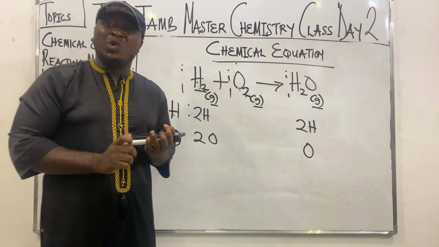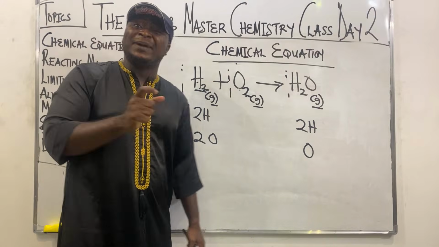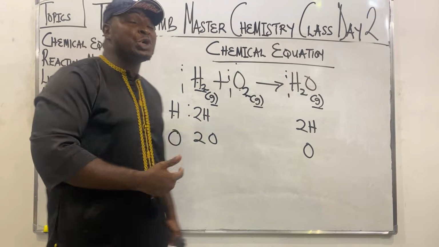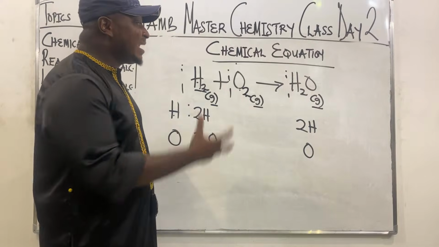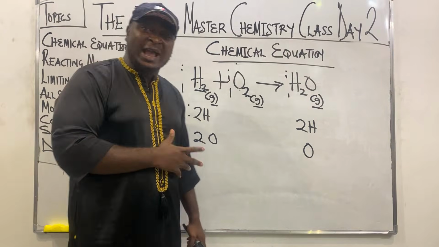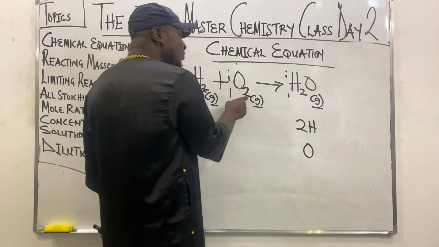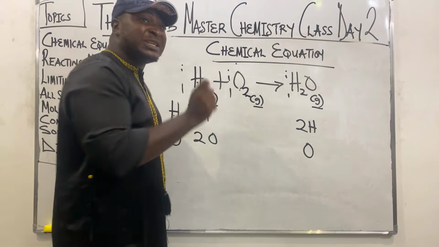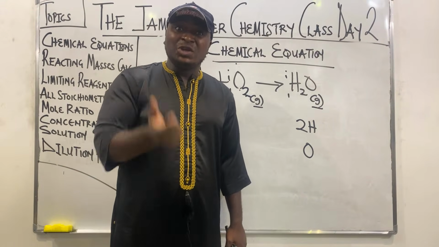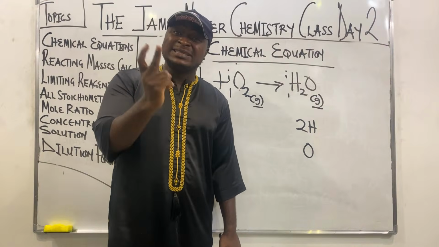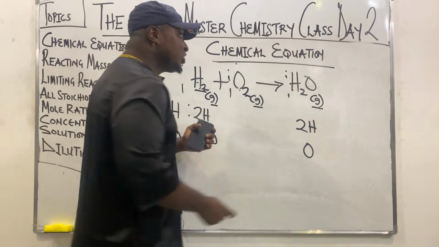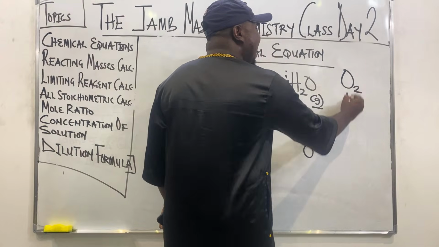If you tamper with them, you will cause what we call a stoichiometric imbalance. You're going to affect the chemical identity of the components of the chemical equation. Class, imagine changing oxygen from 2 to 1, when we all know that oxygen is diatomic. There are some elements that are diatomic, elements that exist in what? 2 atoms. Oxygen is one of them. Hydrogen is diatomic.